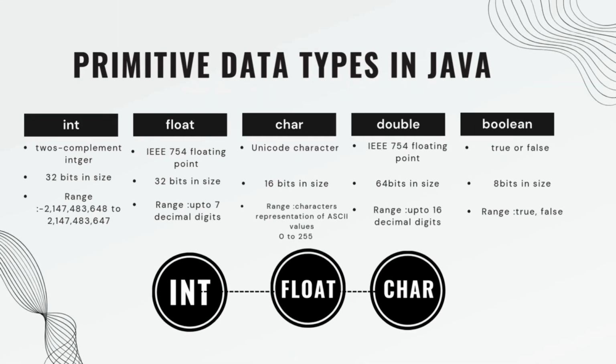Hi, my name is Bhakti Harihar Bhupi. I am explaining primitive data types. Primitive data types are the basic data types that are built into the language. They are not objects and they do not have methods. Here are the primitive data types in Java.